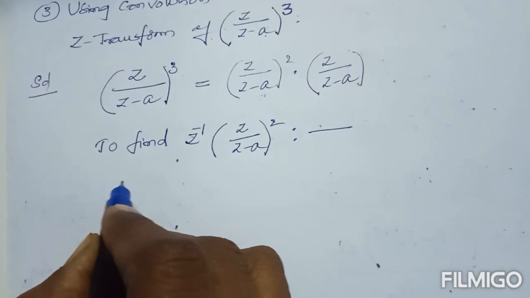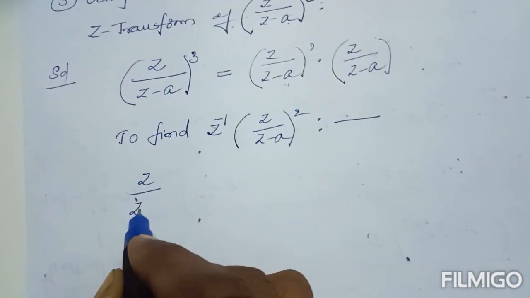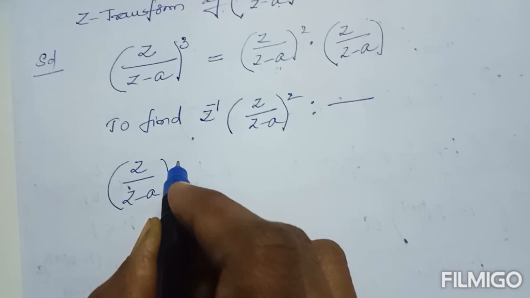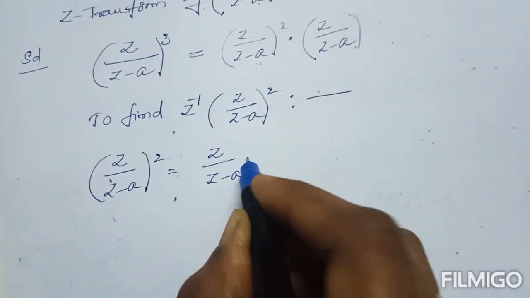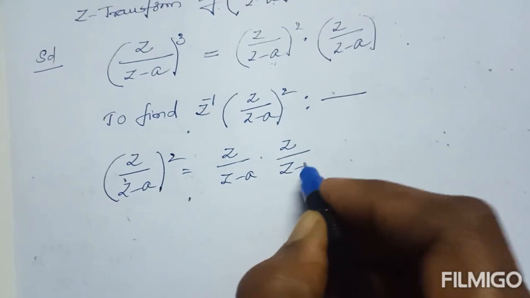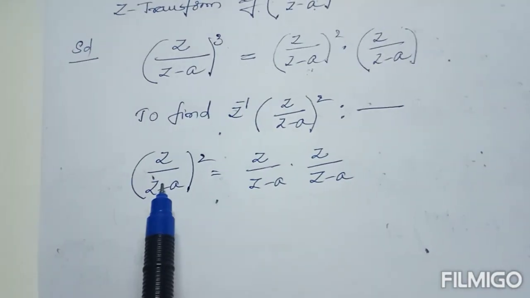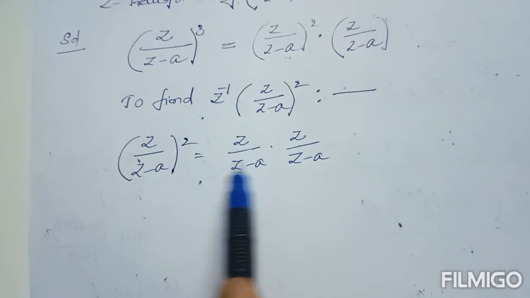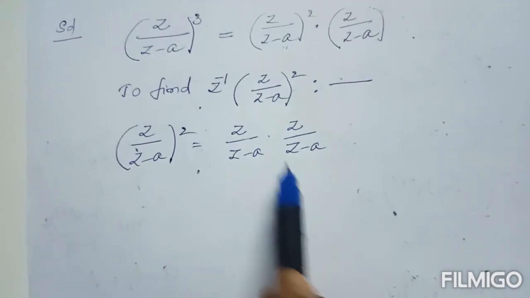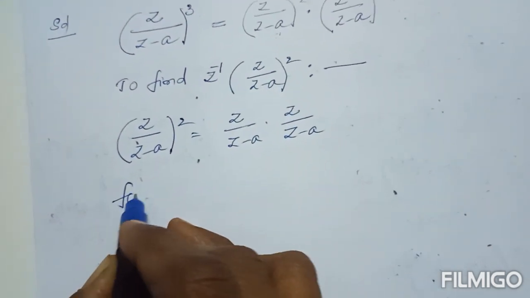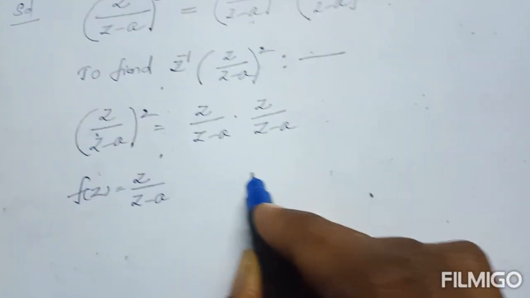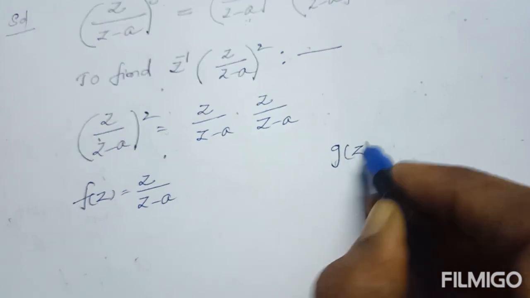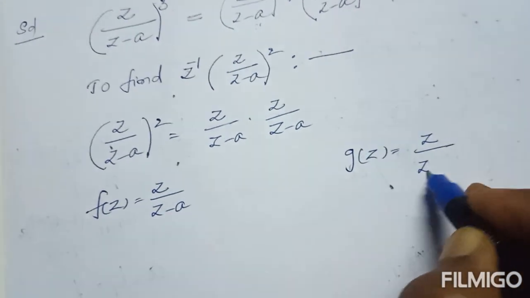So first take the function z by z minus a whole square, also written as a product of two functions, z by z minus a into z by z minus a. The given function is expressed as a product of two functions. First function can be taken as f of z equal to z by z minus a. Second function is g of z equals z by z minus a.